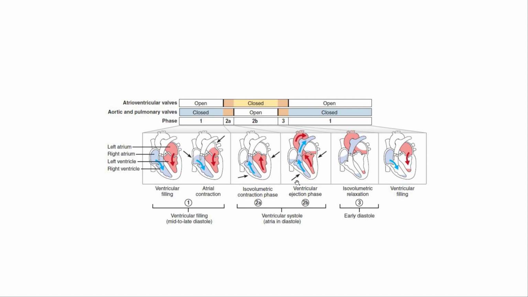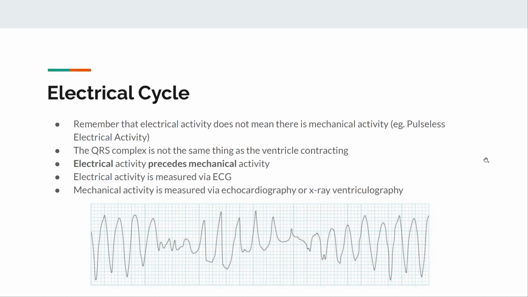Here's just a diagram going through all of that. It's good to always have this in the back of your head. There could be a simple physiology MCQ relating to this. The electrical cycle is the electrical activity in the heart. It doesn't always mean that there is mechanical activity.